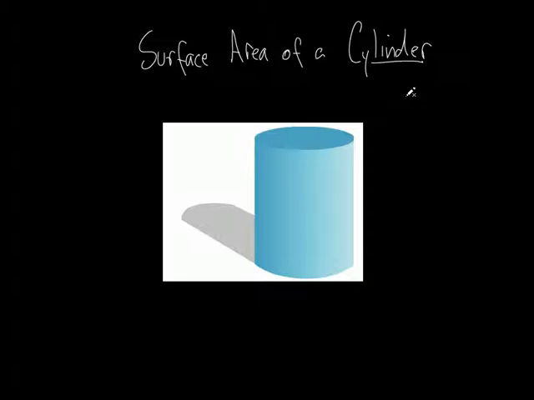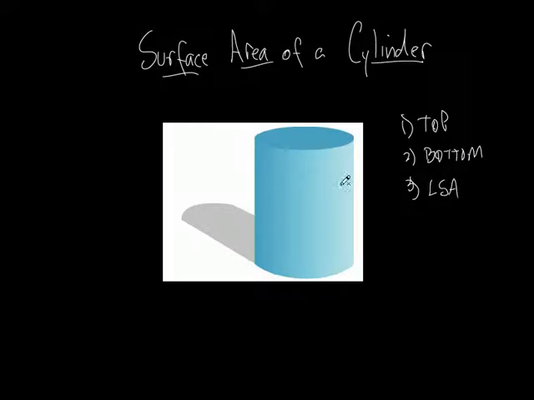Now let's talk about the cylinder right here. Remember, how do we find the surface area of something? We find three things, right? We find the top. We find what else? The bottom. And we find what? The lateral surface area. That's right, which means the sides, which means this smooth part, the curvy part around this thing.